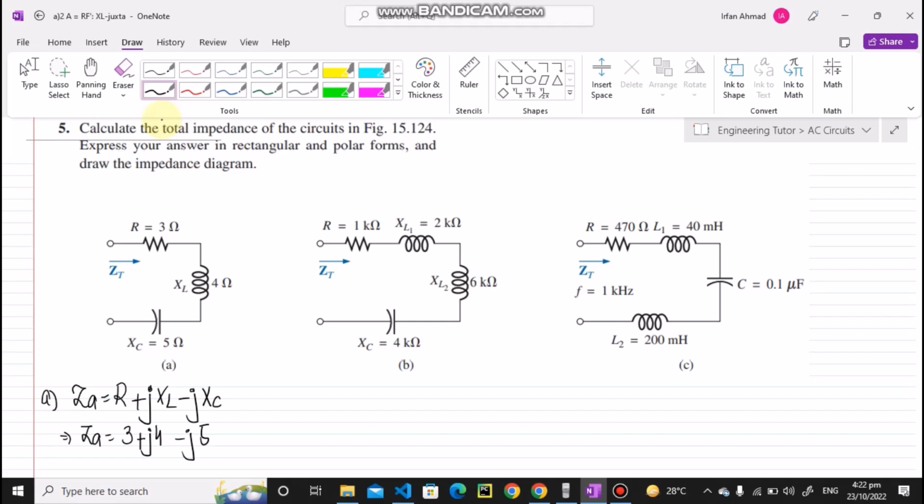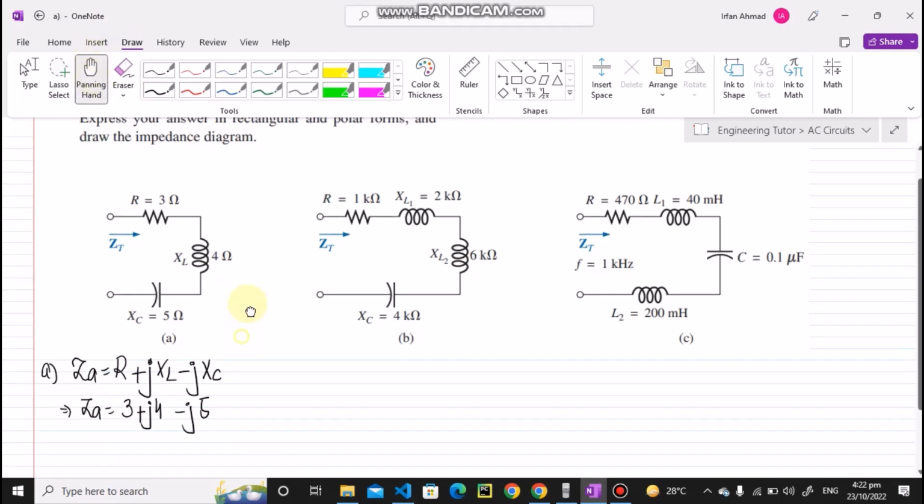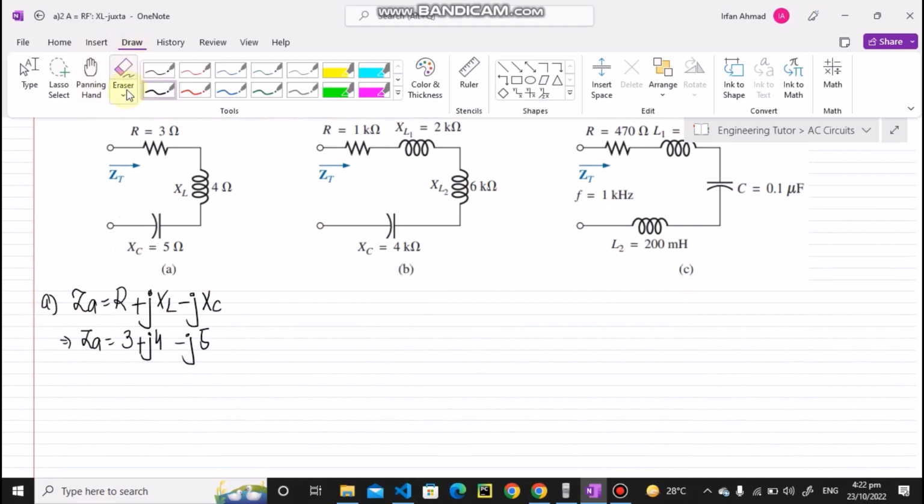Okay, so now writing their values, let me go down here. I will get that the value of ZA is 3, which will remain the same because no other real term is available here, and subtracting 5 from 4, I will get minus J 1. Okay, so ultimately I will have ZA, the value of which is 3 minus J. Okay, so that is the answer in rectangular coordinate system.